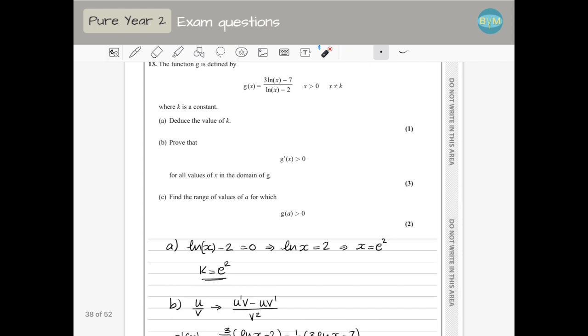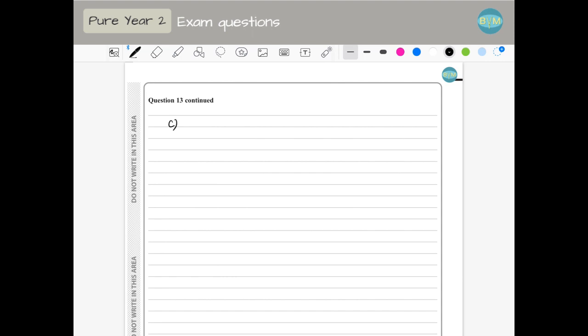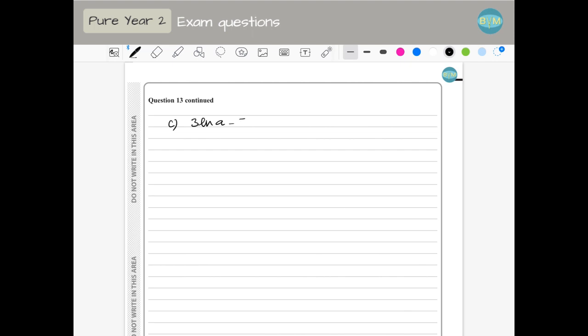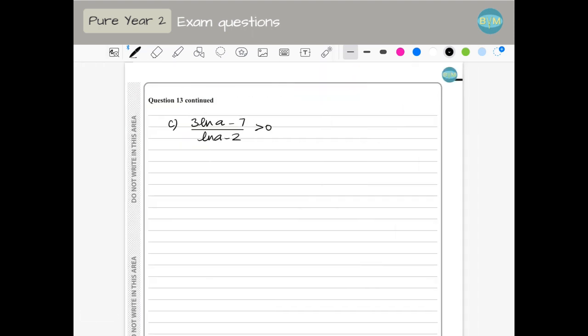Then find the range of values of a for which the function, so not the derivative, now the function, is going to be greater than 0. So I'm going to substitute a just to work with a and give the answers for a. So I want to see when 3 ln a minus 7 divided by ln a minus 2, that's the function, when this is positive. And this is going to be positive, as this is a quotient, when both of them are positive or when both of them are negative, because negative divided by negative will be positive as well.